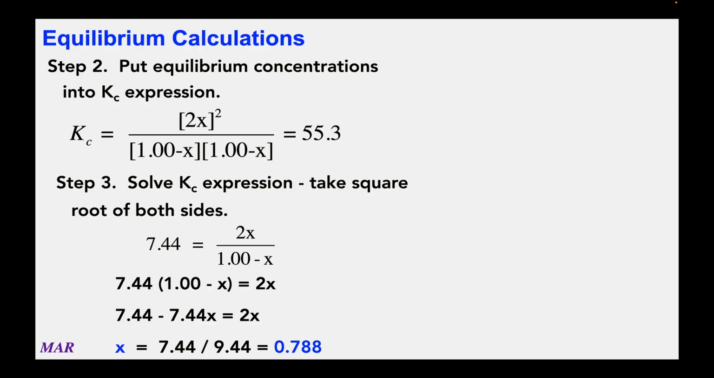At this point, we'll use the distributive property. 7.44 times 1 is 7.44, and 7.44 times minus x is minus 7.44x. And we can then combine all of the x's, because remember, all of that equals 2x. We will add 7.44x to both sides, so we'll have 9.44x. 7.44 plus 2 is 9.44. 9.44x equals 7.44. We can then solve for x by dividing by 9.44 on both sides. That leaves just x. x is going to equal 7.44 divided by 9.44, and that equals 0.788.